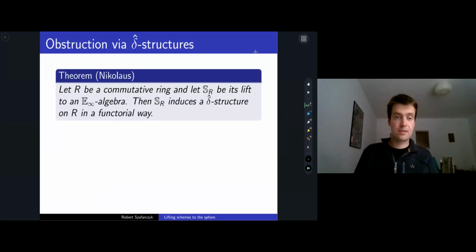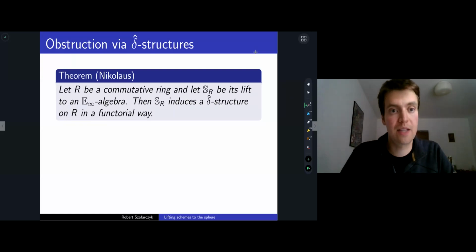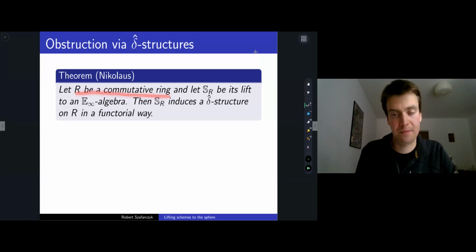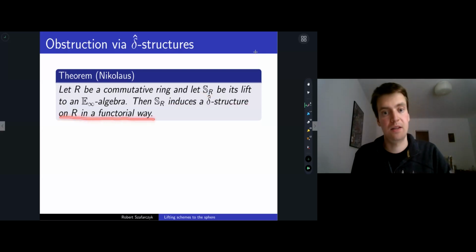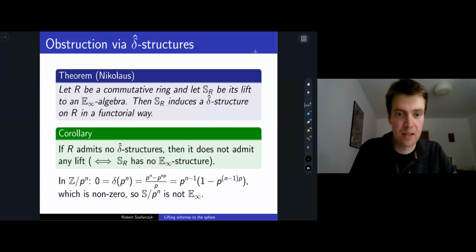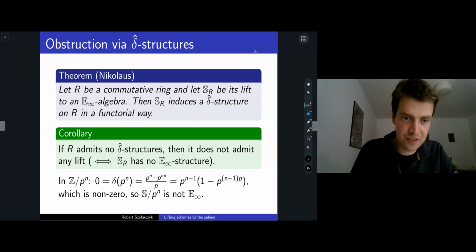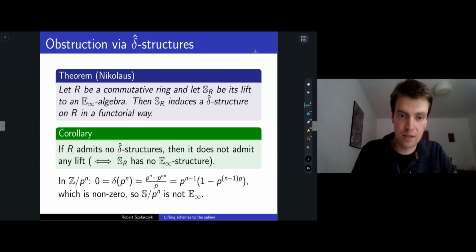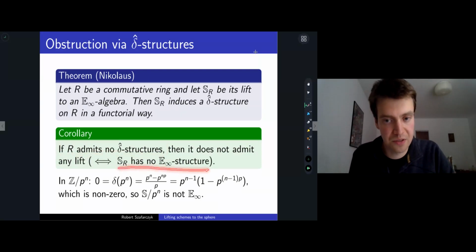Okay, and why I have introduced those delta hat rings is because we have the following theorem due to Thomas Nikolaus: if R is a commutative ring, then a lift of R to an E-infinity algebra induces a delta hat structure on R, in fact, in a functorial way. How we will use this theorem is in the inverse direction, which means that if we're able to prove that there's no delta hat structure on R, then we deduce that there is no lift, so R has no E-infinity structure.